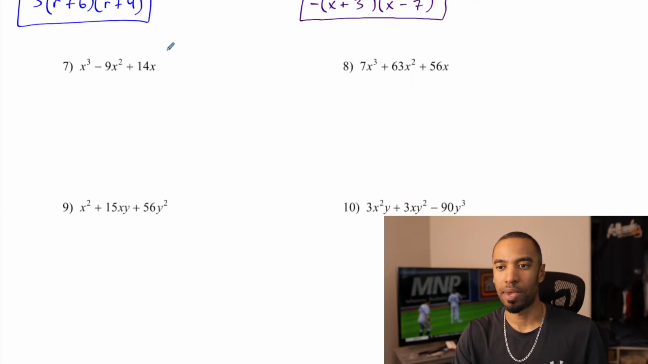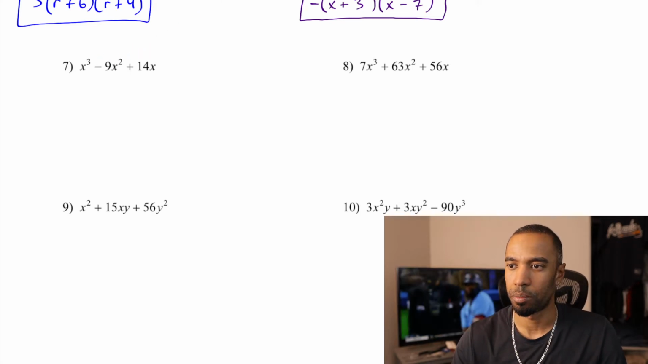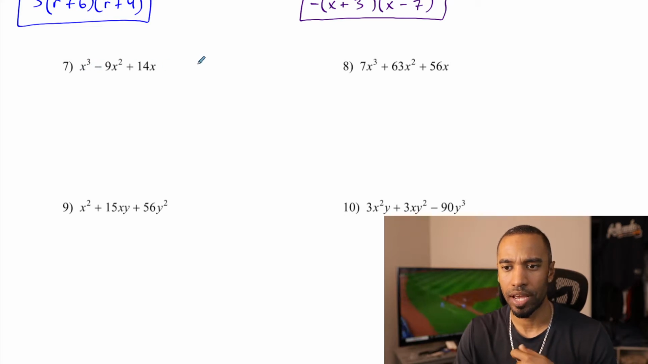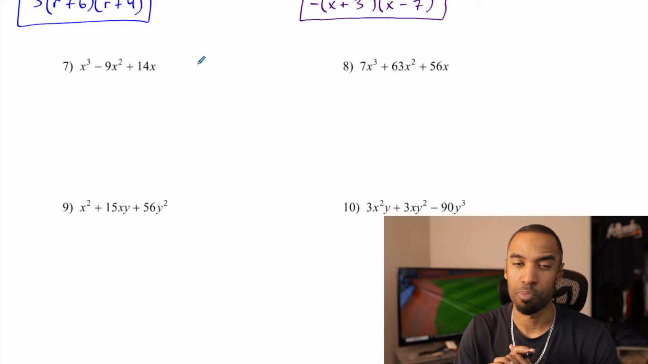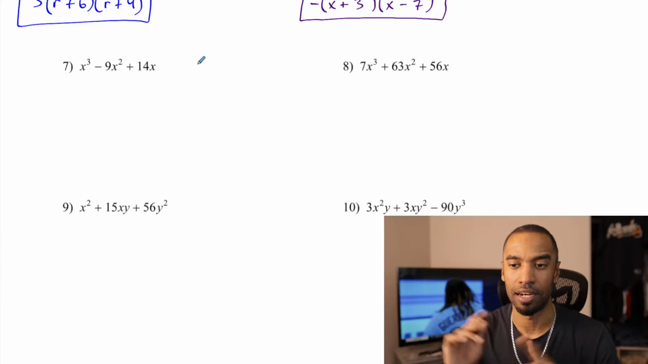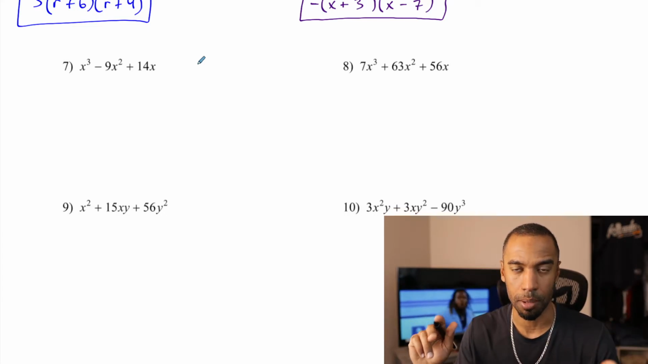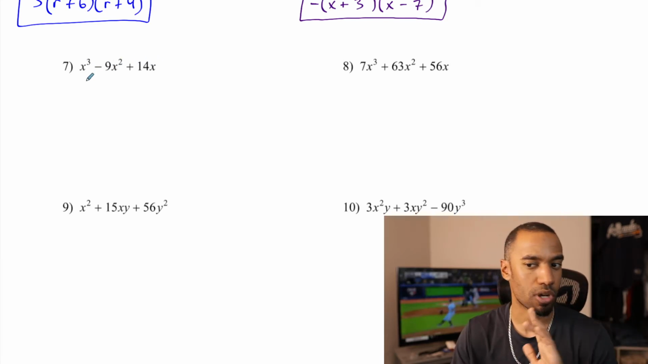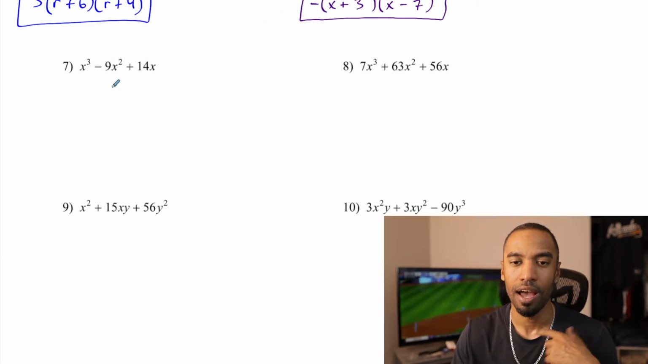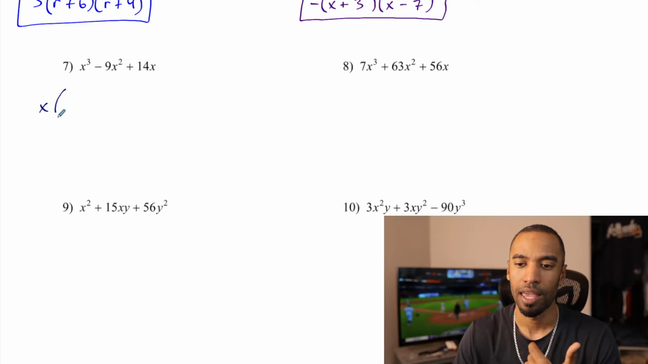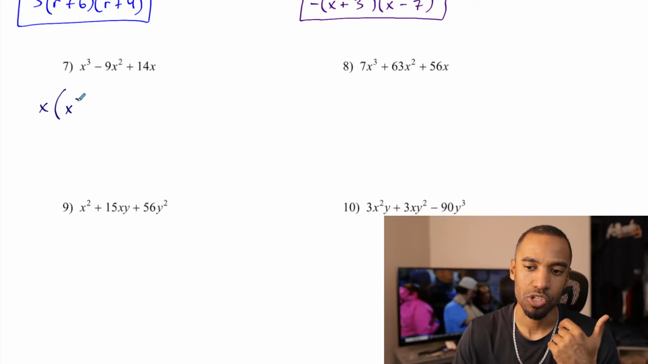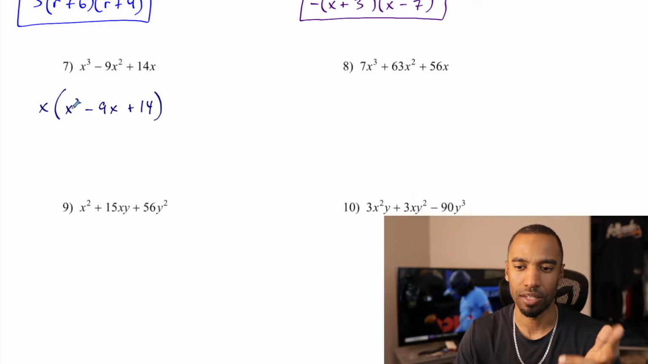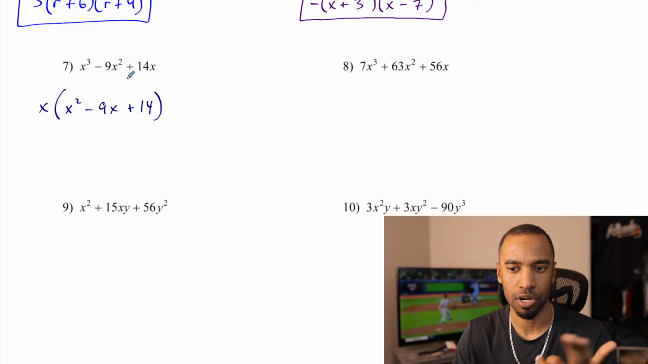All right, 4 more on this page here. We have x cubed minus 9x squared plus 14x. Not a quadratic. So what do you do when it's not a quadratic? Well, look for greatest common factors before you start asking questions like that. You first ask, is there a greatest common factor? And there is, guys. There is an x that exists in all three terms. Although I can't factor out a number or a negative, I can factor out an x. And what remains in here is x squared minus 9x plus 14.